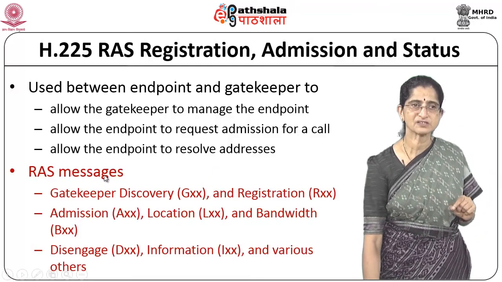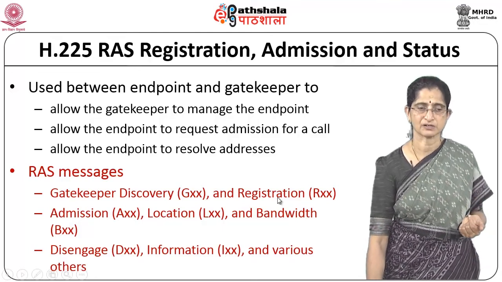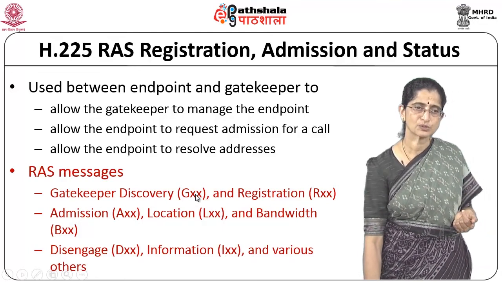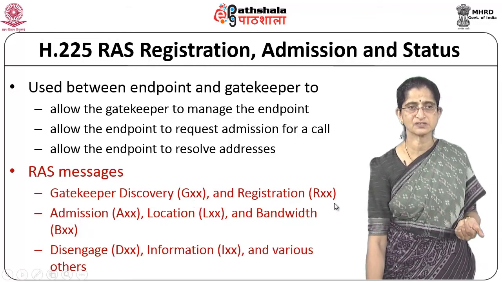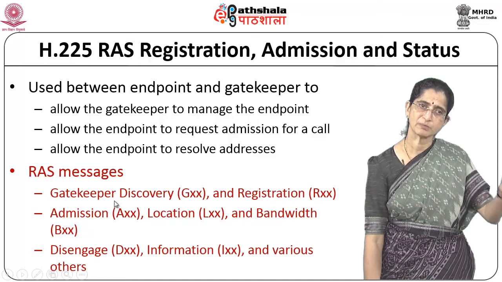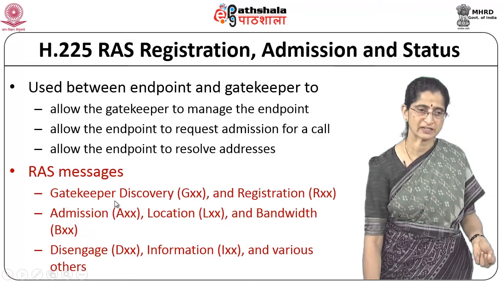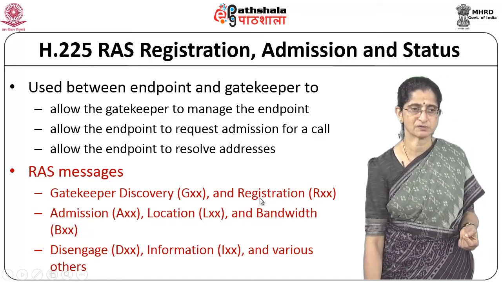And for the RAS messages that are used, you have messages for gatekeeper discovery and registration. Gatekeeper discovery messages go as GXX, and similarly, registration messages are RXX kind of messages. Because there may be more than one gatekeeper, you need to discover the gatekeeper first. Then you register with that gatekeeper, so you have a registration message.